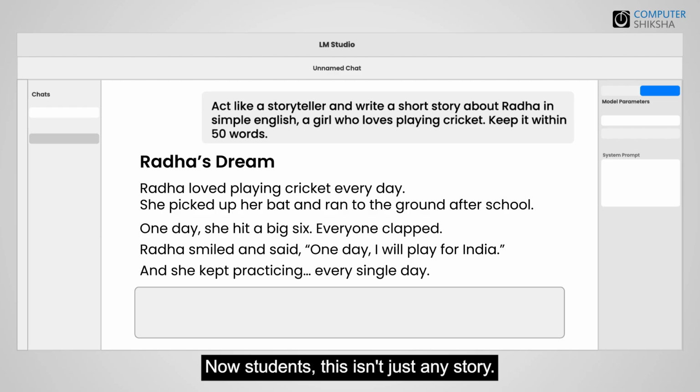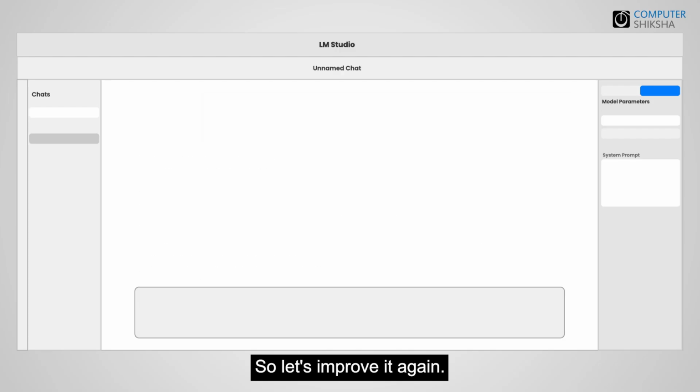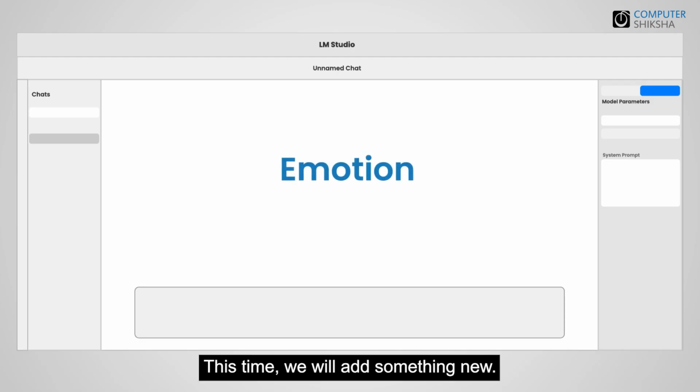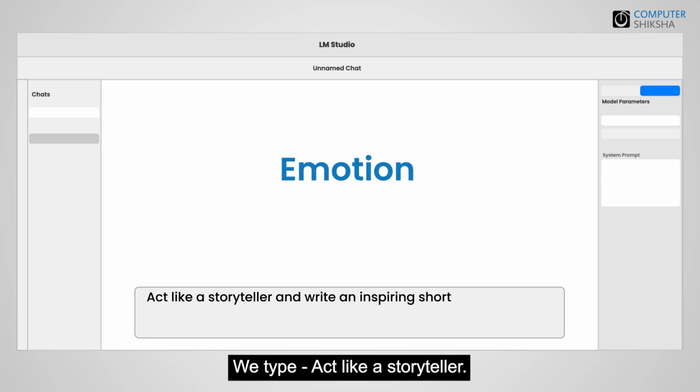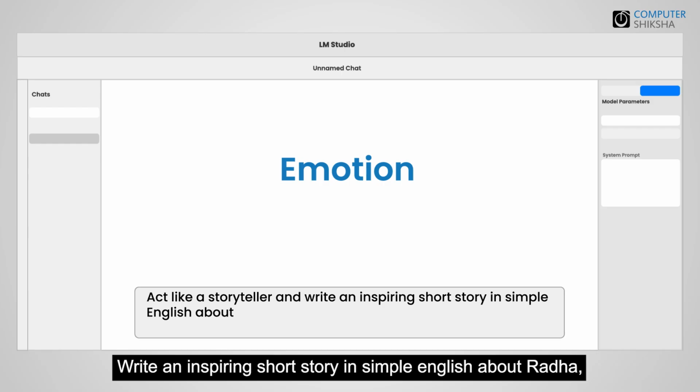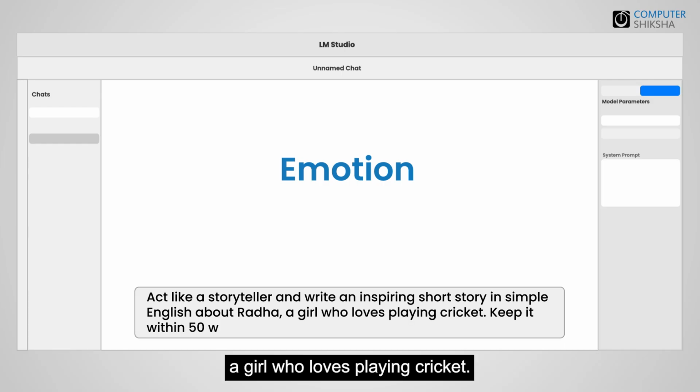Now students, this isn't just any story. It is about Radha, a girl who loves playing cricket, and it is short and easy to read. But we can make it even better. So let's improve it again. This time we will add something new. We will add emotion to our story. We type, act like a storyteller, write an inspiring short story in simple English about Radha, a girl who loves playing cricket. Keep it within 50 words.